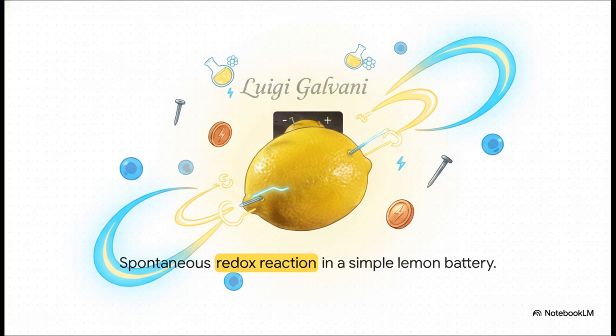And honestly, this can happen pretty much anywhere, even inside a lemon. If you stick a galvanized zinc nail and a copper coin into a lemon, the acidic juice acts as an electrolyte. That sets off a spontaneous redox reaction. Electrons desperately want to flow from the zinc over to the copper, generating a small but very real electrical current.